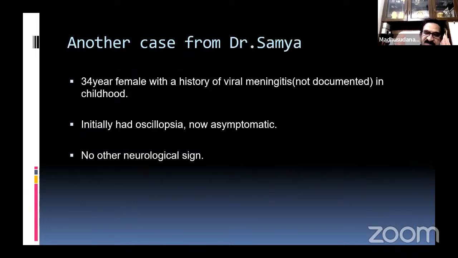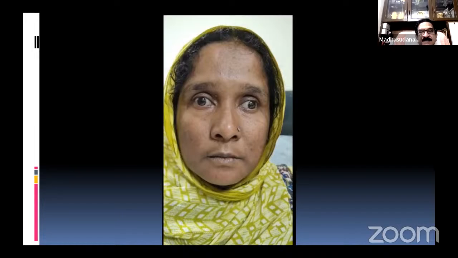Okay. Now I'll show a similar case, again given by Dr. Samia. This is a 44-year-old female with a history of viral meningitis, not documented, in childhood. Initially had oscillopsia, now is asymptomatic, no other signs. This is the eye sign.